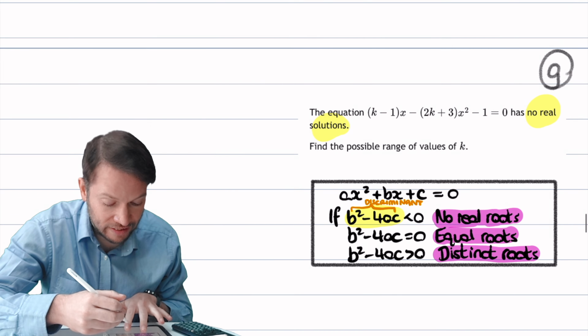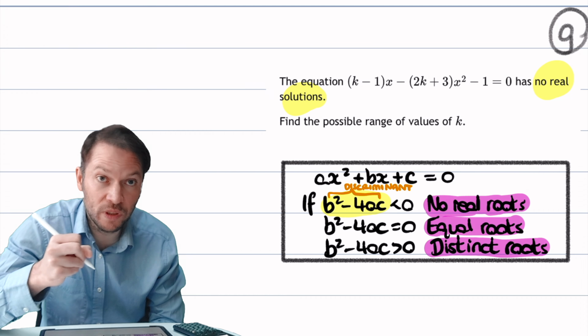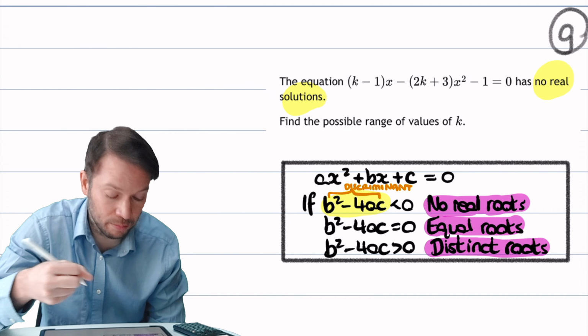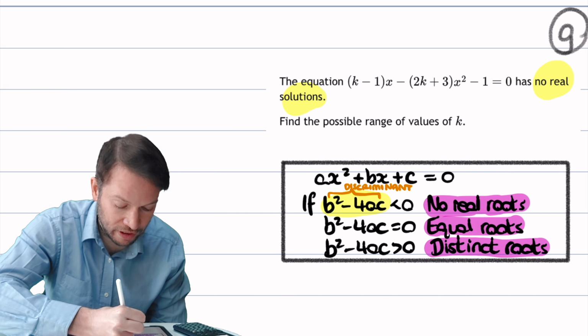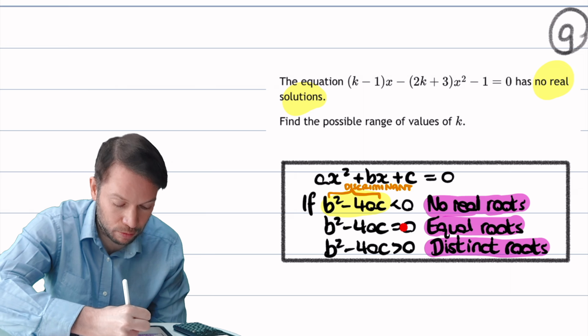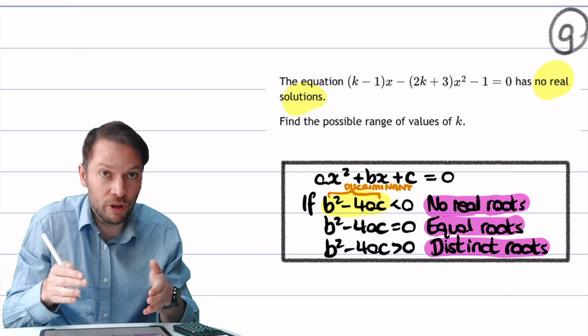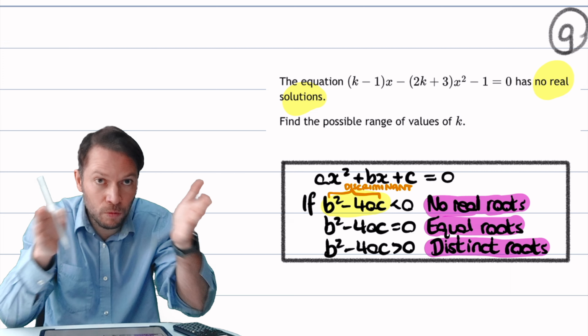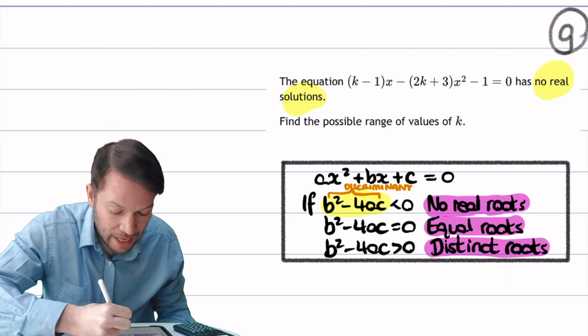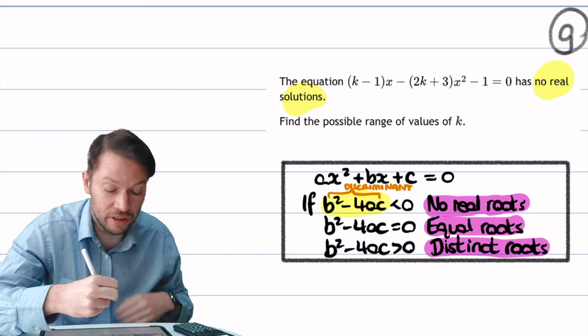So if we had a quadratic equation, ax squared plus bx plus c equals 0, then the discriminant was b squared minus 4ac. We've seen this in previous videos. And if that discriminant was less than 0, we have no solutions for the quadratic. If the discriminant was equal to 0, we have one distinct solution, also known as equal roots, because if the two solutions are equal, then we only have one distinct solution. And if the discriminant was greater than 0, then we have two distinct solutions to the quadratic.